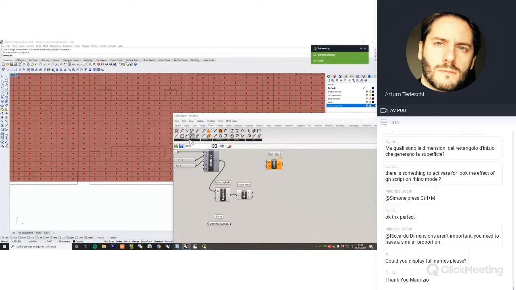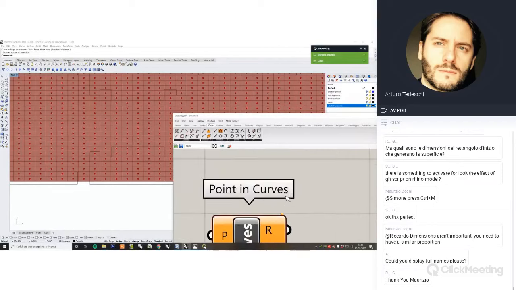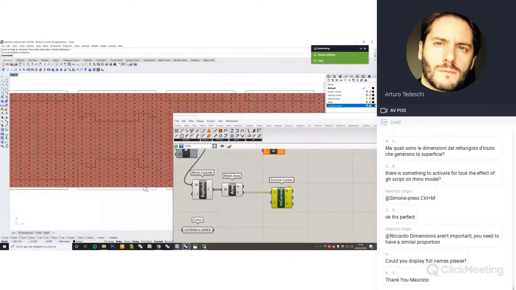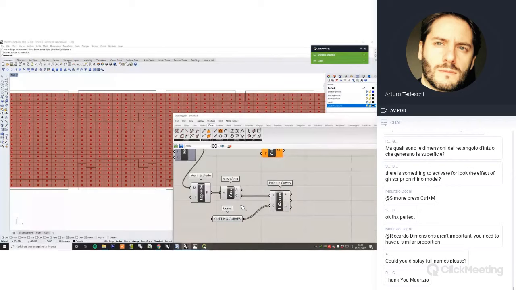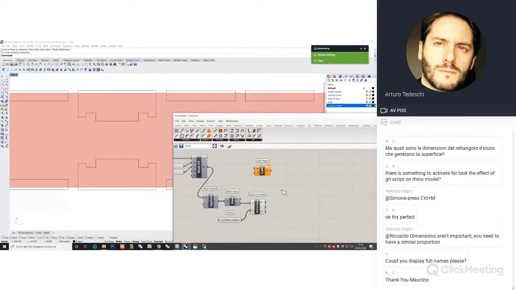Be careful, let's go here. In curve analysis, you have Point in Curve and Point in Curves, plural. It's important to use Point in Curves in order to understand which one of those points is inside our curves. So I can do something like this. And finally, we can select this one here.